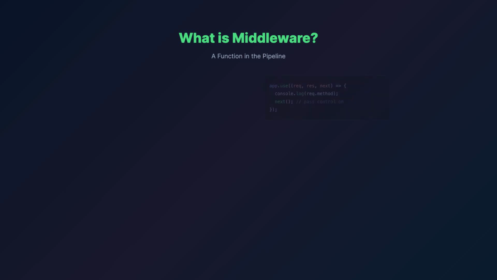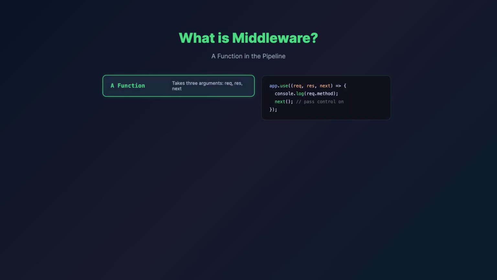So what is middleware? A middleware is just a function. It takes three arguments: req, res, and next. Req is the request, res is the response, and next is a function you call to pass control to the next middleware. That's the whole idea.